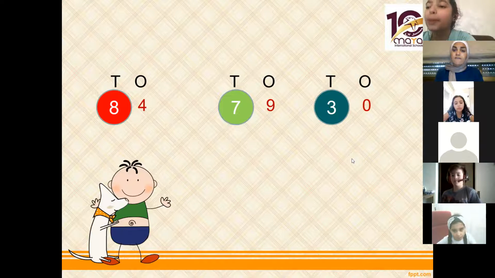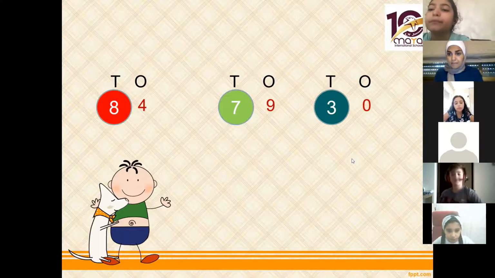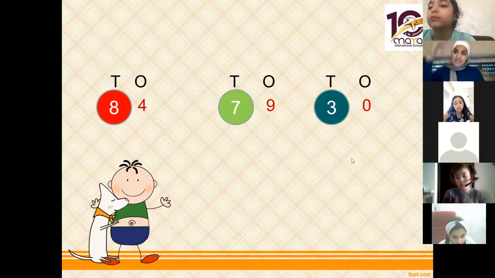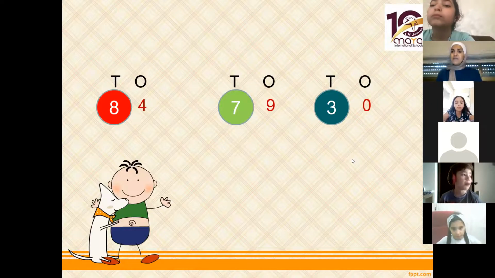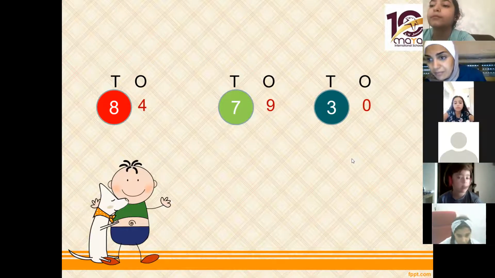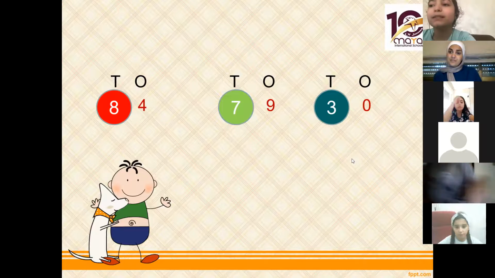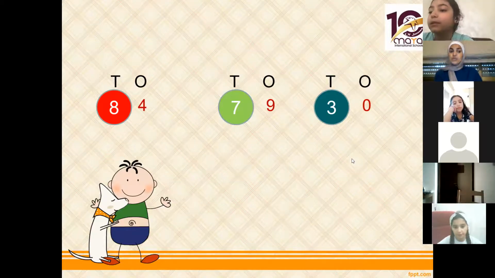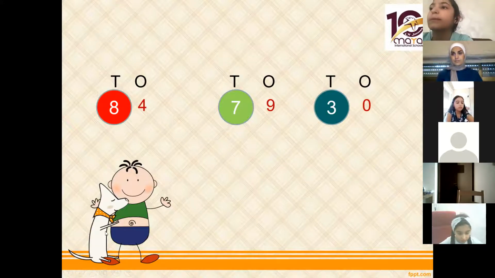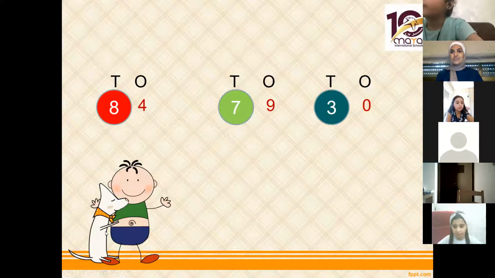Look at the ones. We have 4 in the ones, right? Can you see the letter O here that stands for ones? Yes. Under ones, we have 4. So if it's less than 5, we choose the smaller 10. Is 4 less than 5? Yes, it is. So do we choose 80 or 90? 80. Thank you. Good job, Lujain.